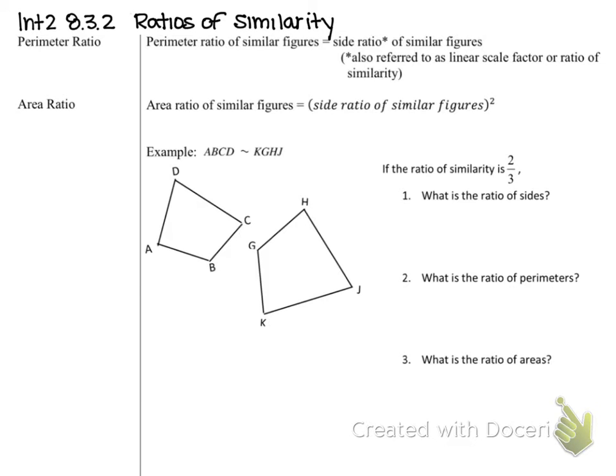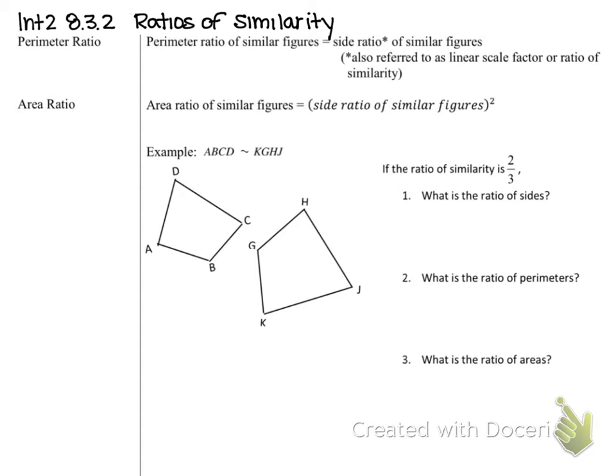Notes are for Integrated 2, 8.3.2. We're going to be talking specifically about ratios of similarity. So we have a couple of different ratios we're going to be talking about: side length ratio, which I think we know from doing similar triangles previously, perimeter ratio, and the area ratio.